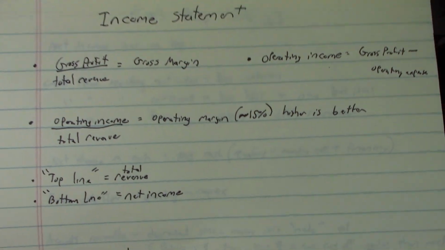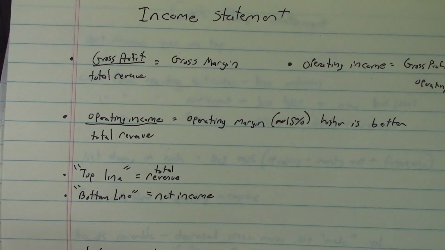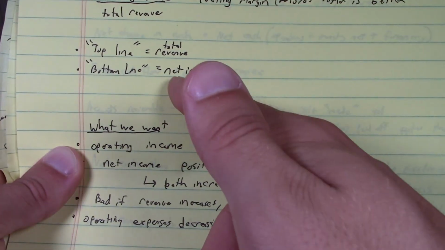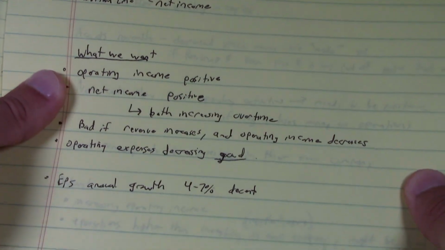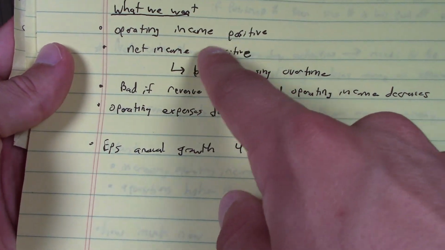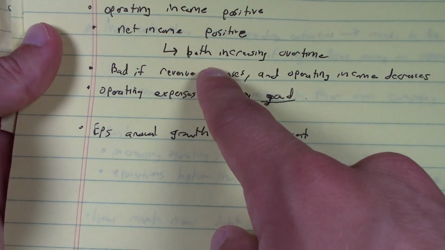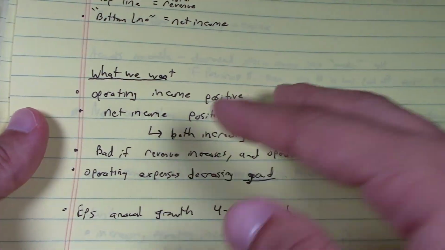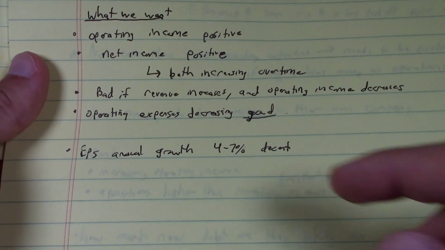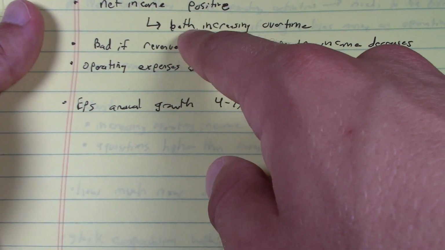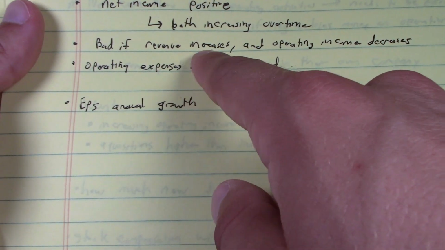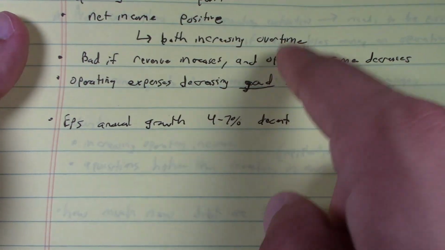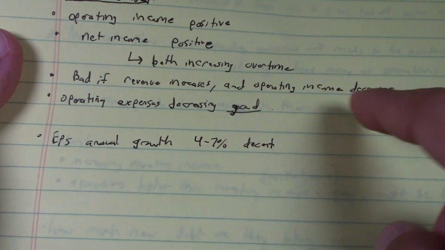Income statement, gross profit margin, operating income. It's again top line, total revenue, bottom line, net income. What we want: operating income positive, net income positive, both increasing over time. This is what I want, actually, not what everybody wants, but this is what I look for. Bad if revenue increases and operating income decreases. That's because they're making more money, but they're not actually being able to use that money, basically.